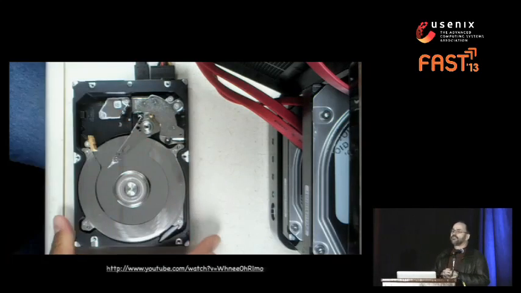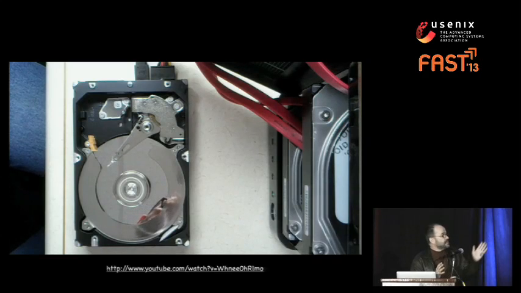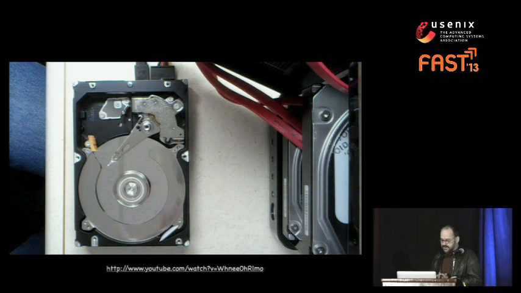And taking the top off. This was on a live drive while we were actually seeking. You can see the arms moving. Okay? Thank you. It was fun. We did this experiment approximately 40 times. We destroyed 40 disk drives.